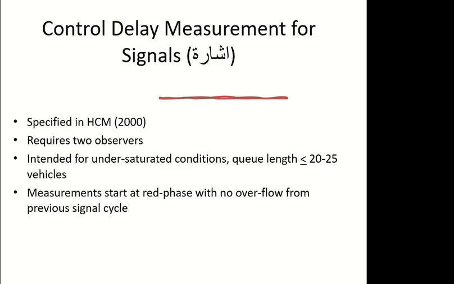The reason we are focusing on undersaturated conditions is that in oversaturated conditions the delay is not because of the intersection. The delay is because the demand is very high, so we are not looking at that delay. For intersections, I want to calculate how much is the delay because of the signal, not because there are too many vehicles. This is why we call it the control delay. That's why we are looking for undersaturated conditions.